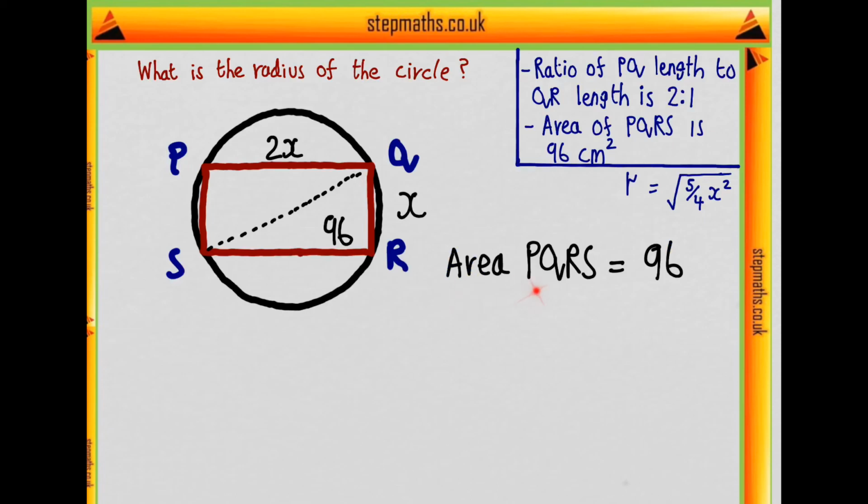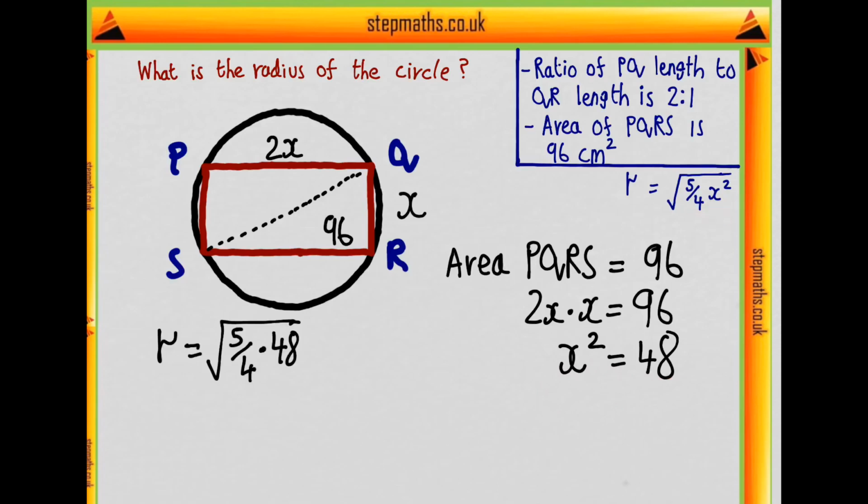So we know the area of PQRS is 96, but we know for area of rectangle, length times width, so 2x times x gives 96. So from this, 2x squared is 96, so x squared is 48. Great. So now we can put this information into here. So we get r is the square root of 5 over 4 times 48. Now 48 over 4 is 12, times 5 is 60, so this is just the square root of 60.